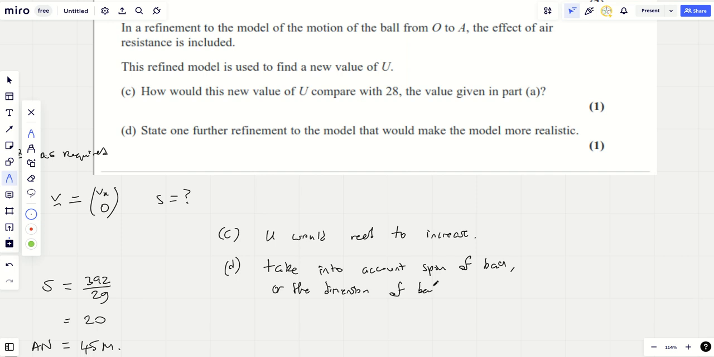What else do they allow? I've got the mark scheme open in another window. They allow spin of the ball, wind effects, use a more accurate value of G. They're not model it as a particle. You could take into account the shape of the ball. Lots of other answers possible there.